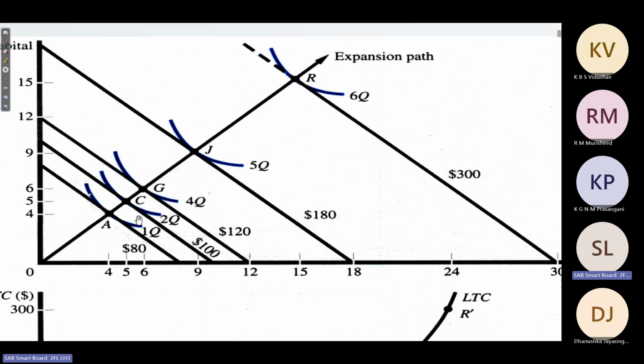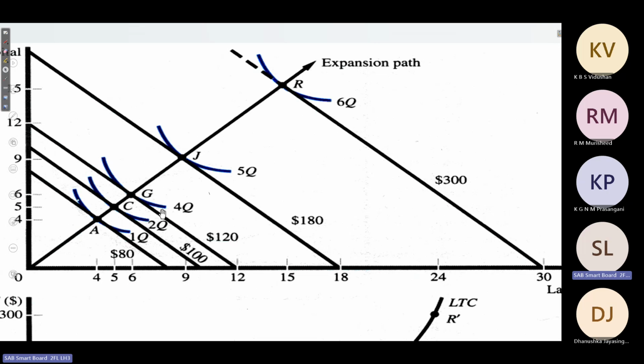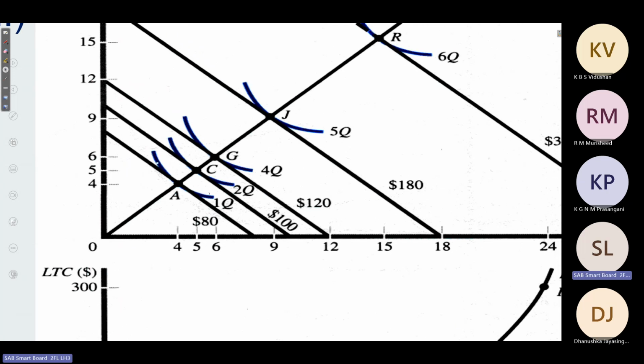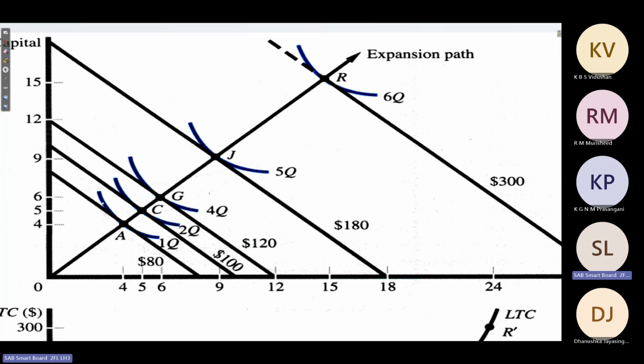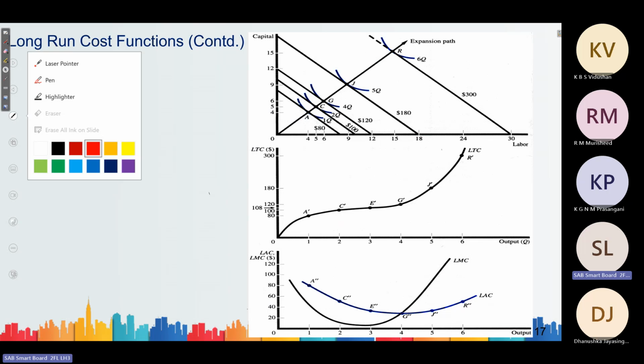Likewise, each of these points shows an equilibrium input combination. So this is equilibrium input combination 1. This is equilibrium input combination 2. This is equilibrium input combination 3. This is equilibrium input combination 4. And this is equilibrium input combination 5. So at each different input combination, they produce an output level. To produce that level of output, they have to incur some cost.